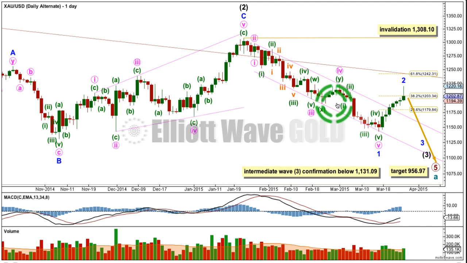So far within it, it has an extended first wave and now a second wave correction, which really should be over here. If it were to continue any further, it can't move beyond the start of 1 above 1308.10, but long before that price point is passed, I would discard this wave count. If upward movement again breaches the upper edge of this maroon trend channel, I will discard this wave count.